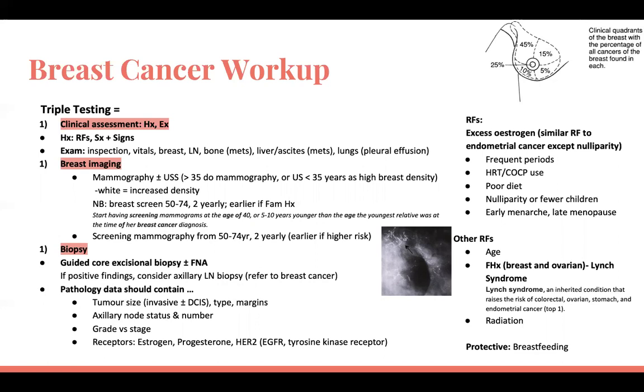In terms of taking your history, it's important to target it so that you're looking out for risk factors. Risk factors are mainly due to excess estrogen. So things like frequent periods, use of HRT or the oral contraceptive pill, nulliparity, so not having children, and early menarche or late menopause. Also important to ask about is family history, in particular of other cancers as well. For example, Lynch syndrome is an inherited condition that increases the risk of breast cancer as well as endometrial, ovarian, and stomach cancer. So it's important to ask about other cancers as well.